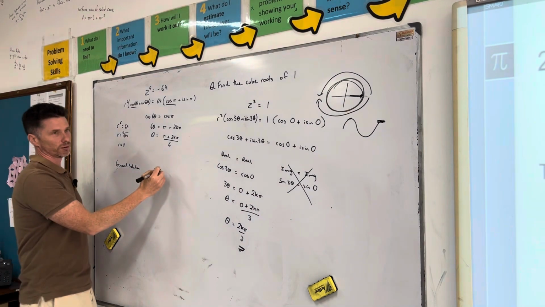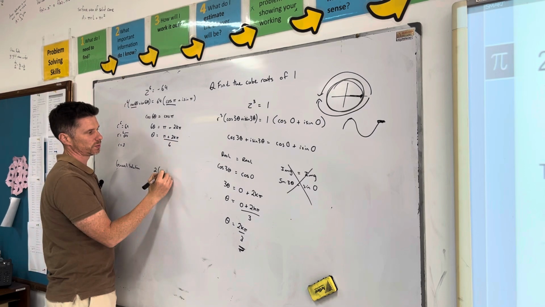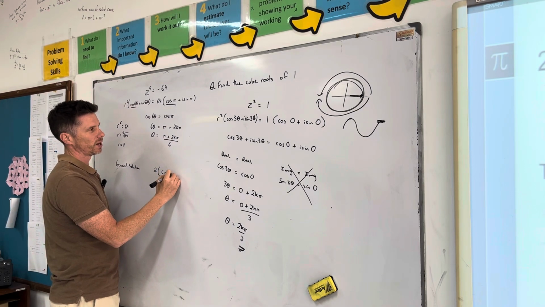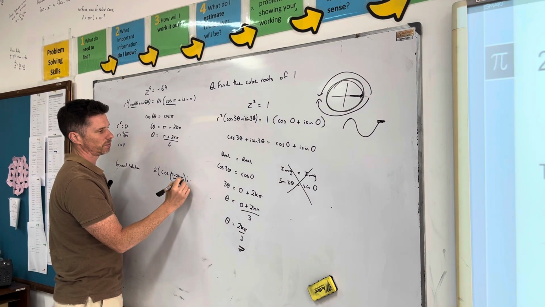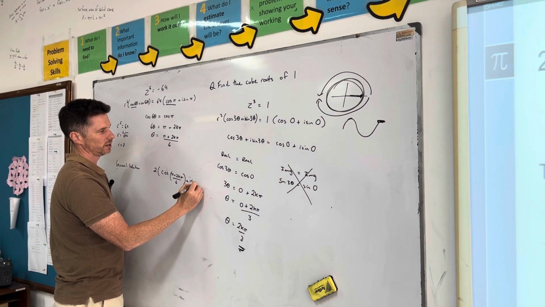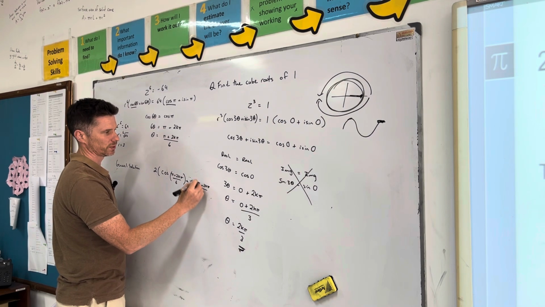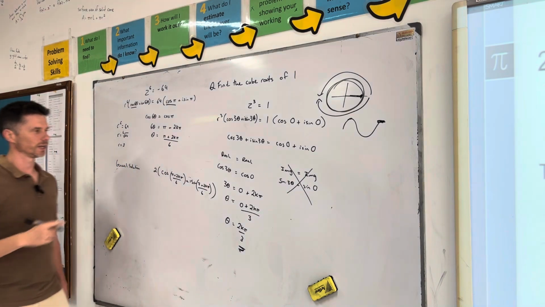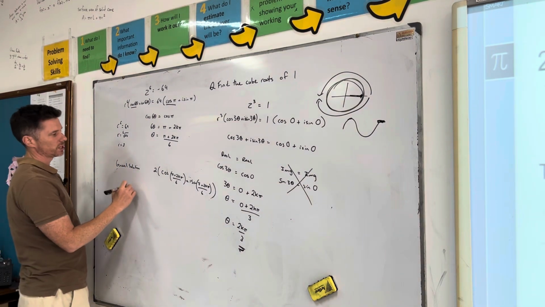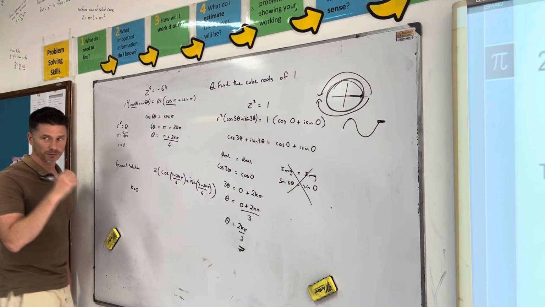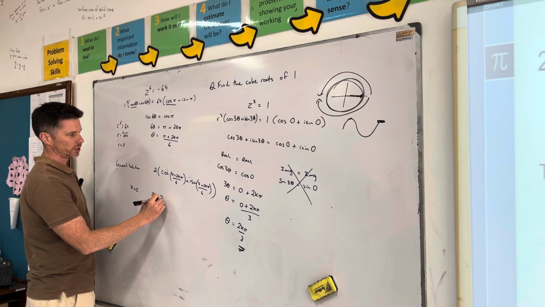You can write this however you like. I prefer cos plus i sine: cos of pi plus 2k pi over 6, plus i sine of pi plus 2k pi over 6. There are a lot of different solutions. We're going to let k equal 0 for our first one. We'll call that solution z1, and we'll put in 2.